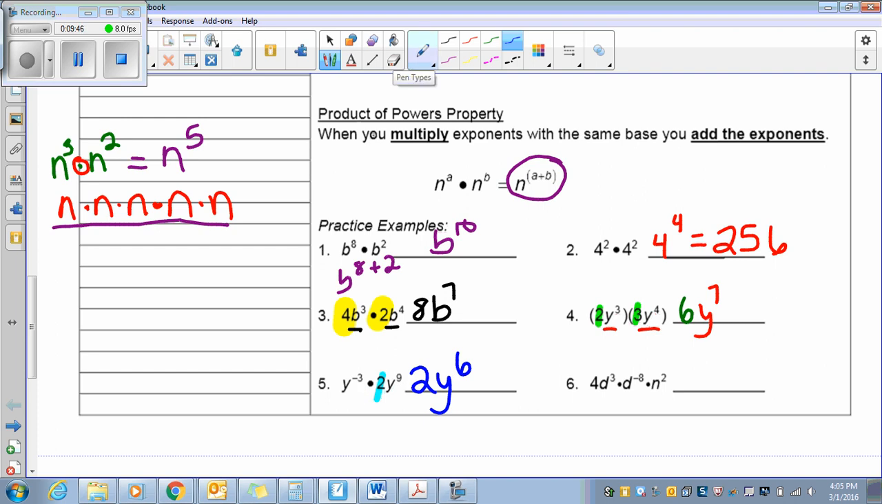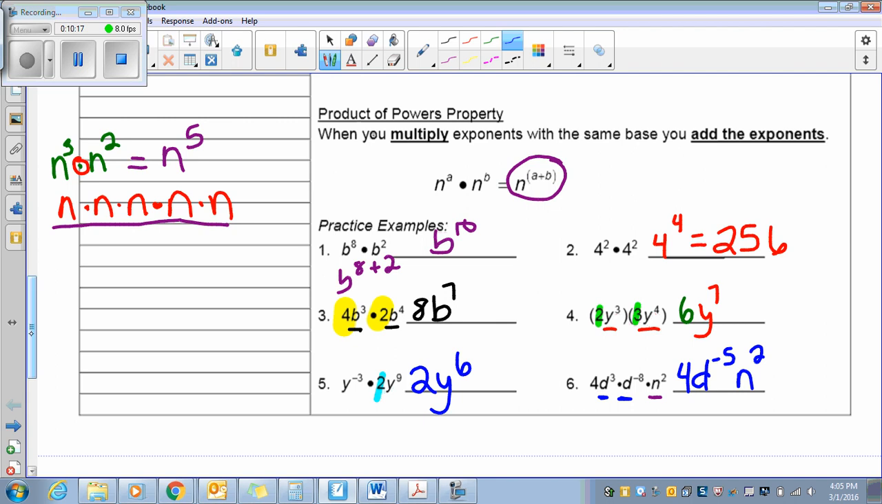All right, and the last one, 4 again is our only coefficient, so we have 4. And here we have 2 bases of d and 1 base of n. That n is going to stay by itself because there's nothing I can multiply it with, but I can combine my d to the third and d to the negative eighth. So that will give me d to the negative fifth and then n squared.